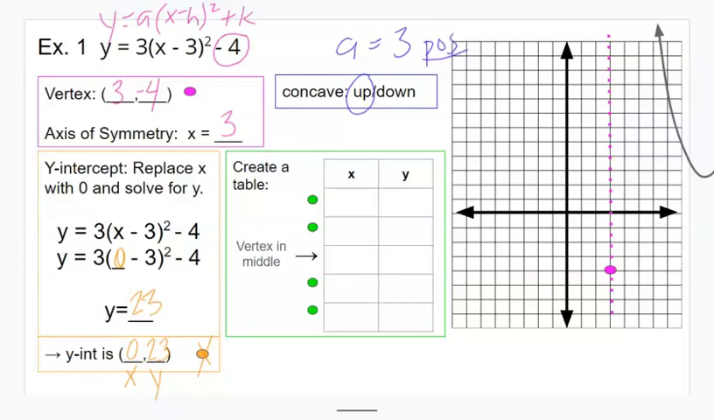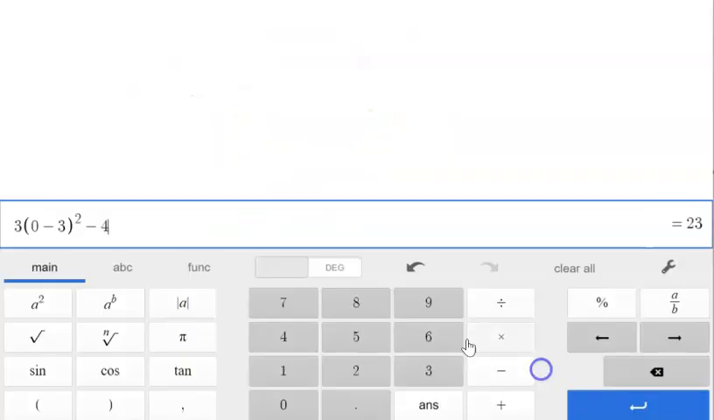So we're going to do it just like we did for standard form. We're going to put our vertex in the middle, 3, negative 4. Put 2 smaller numbers above, 2 larger numbers below. And then we can use our calculator to evaluate those points. So if I replace x with 2, I get negative 1.